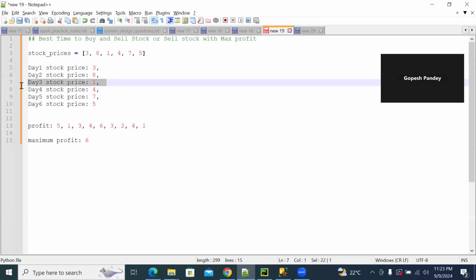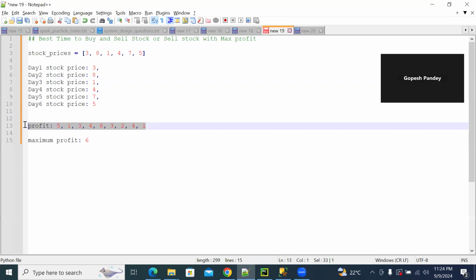Now moving to day 3. On day 3 the stock price is 1. Now if you sell the stock on day 3, what will happen? For example, if you bought the stock on day 1 at 3 rupees and sell on day 3 at 1 rupee, then you are getting into a loss of 2. So we are not talking about loss here. We are only talking about profit, because our expected outcome should be maximum profit, considering you buy the stock at minimum price and sell the stock at maximum price. So for the time being, let's forget the loss and just think about profit.